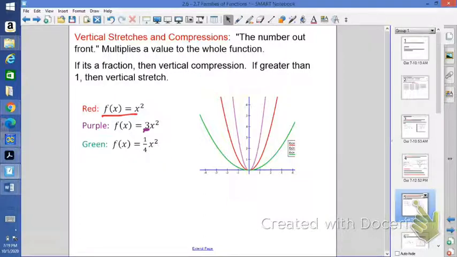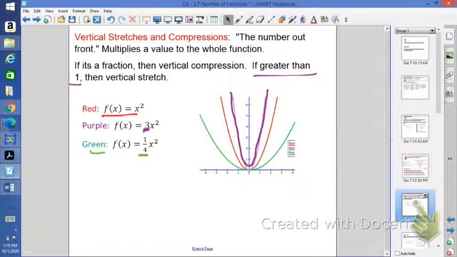Right? And how do I know it's a stretch? Because it's greater than 1. And look at what that does. So here is y equals 3x squared. So it basically makes the graph look skinnier. Contrast that to the graph in green.